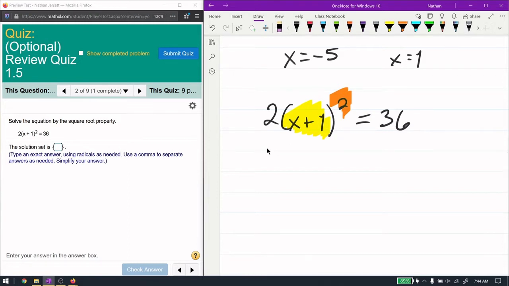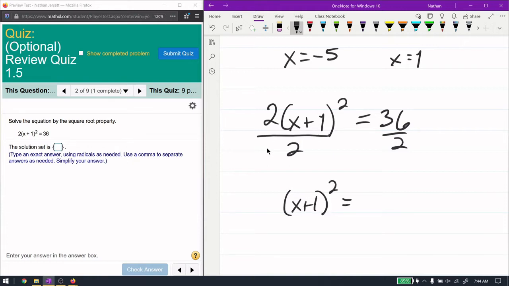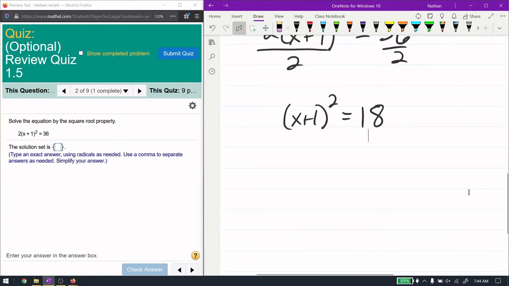So what I'm going to do is first divide out this 2. We don't want anything multiplying the linear factor that's being squared. We want just the x plus 1 by itself. So we have x plus 1 squared equals 36 over 2, which is 18. And now we can take the square root. That's what the square root property means. So take the square root of both sides.